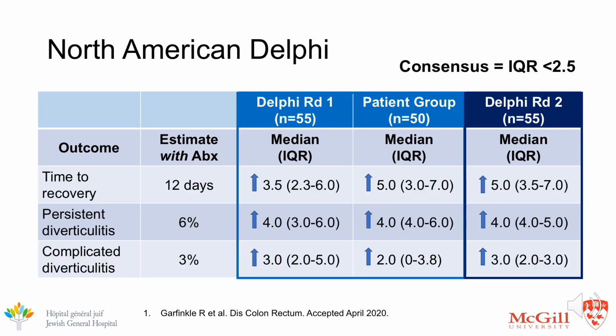And we found that physicians, on average, were willing to accept a 5-day increase in the time to reach recovery without antibiotics, and were willing to accept a 4% increase in persistent diverticulitis and a 3% increase in diverticulitis complications. And surprisingly, these opinions were echoed by patients. So there is some agreement that, albeit small, people are willing to accept some trade-off in clinical efficacy to avoid the potential consequences of antibiotics.